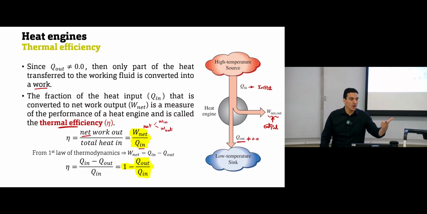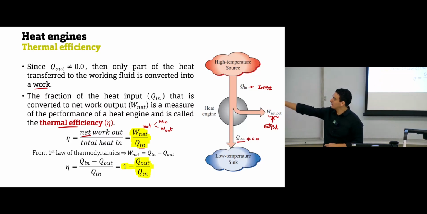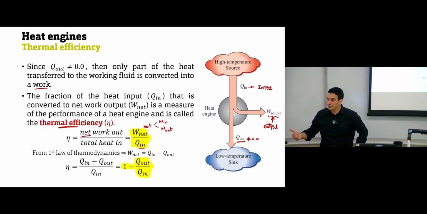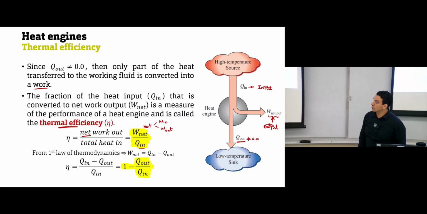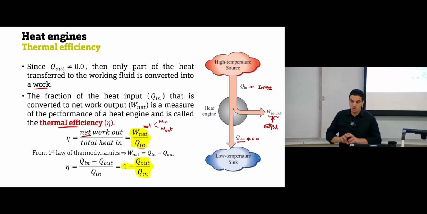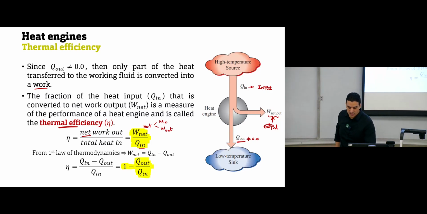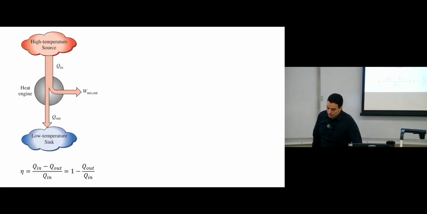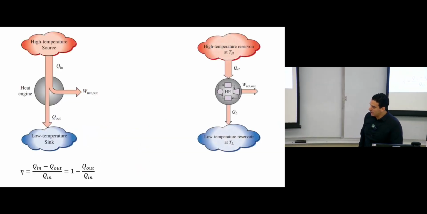If you have Q in, Q out given, use them directly, calculate efficiency from this formula. If you have net work given, for example, if you have Q in, then use the first one to calculate it. So you have two mathematical ways that we can use to calculate the thermal efficiency. Okay, so this is the equation we have.